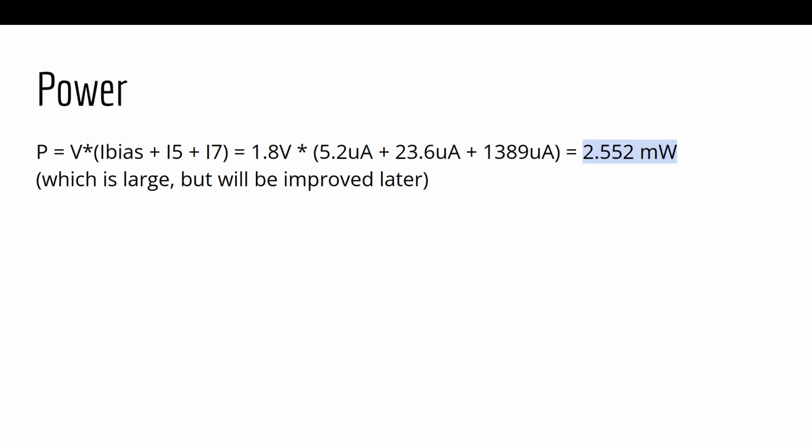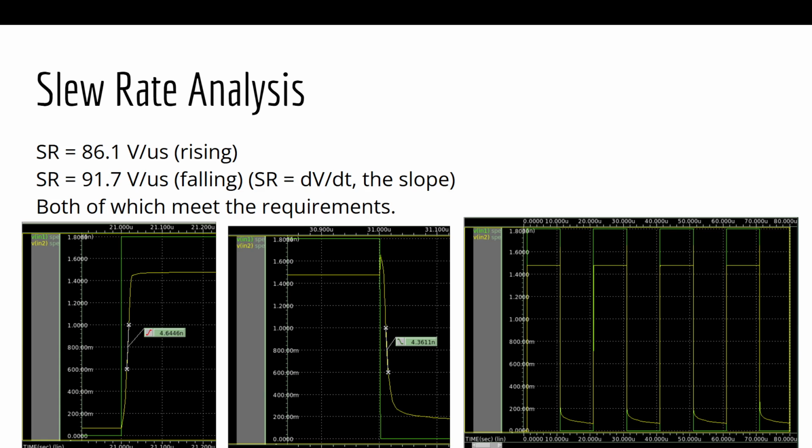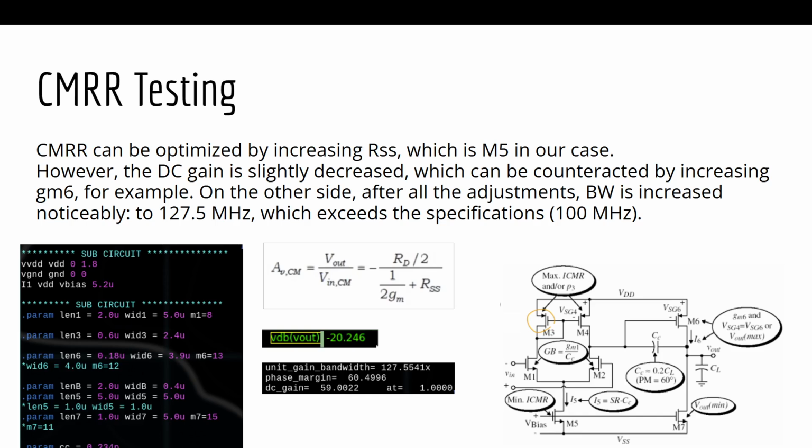After that, we can check the power, which is 2.5 milliwatts, and which is very high. But later I will show how we can decrease the power. Then we can also check the slew rate, and it meets the specification. We can also check the CMRR, but it wasn't meeting the specification. However, we can improve it by increasing RSS, which is M5 in this case. However, the gain suffers a little bit.